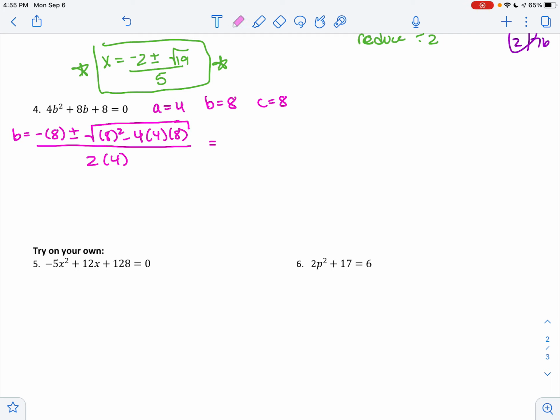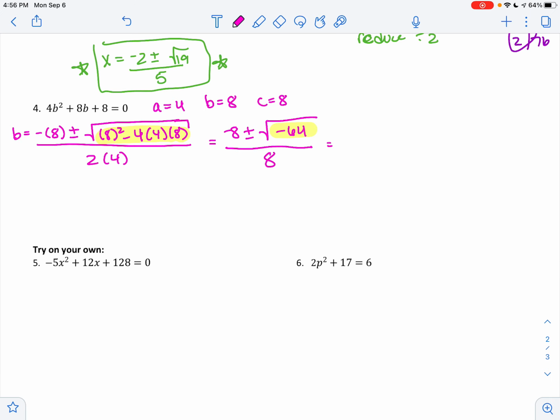Negative 8 just equals negative 8 plus or minus the square root of, and we are going to go ahead and calculate that discriminant. And so I will have 8 squared minus 4 times 8, and I will get negative 64. My discriminant is negative. That is a number that is less than 0. So this is telling me that I'm going to get 2 complex numbers as my solution. Divided by 2 times 4 is 8.